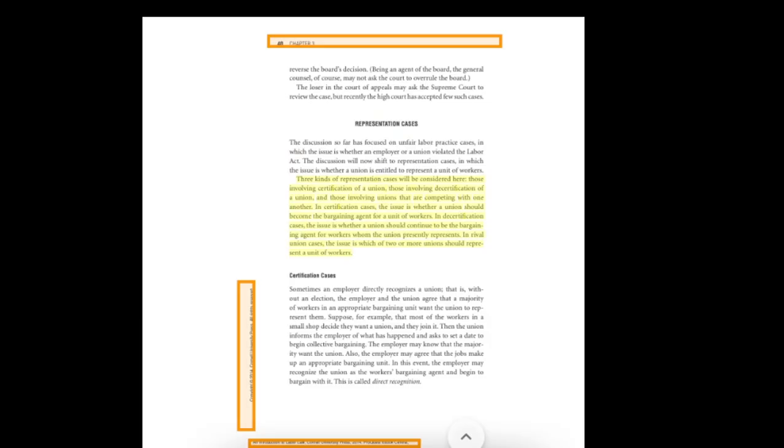Those involving certification of a union, those involving decertification of a union, and those involving unions that are competing with one another. In certification cases, the issue is whether a union should become the bargaining agent for a unit of workers. In decertification cases, the issue is whether a union should continue to be the bargaining agent for workers whom the union presently represents. In rival union cases, the issue is which of two or more unions should represent a unit of workers.